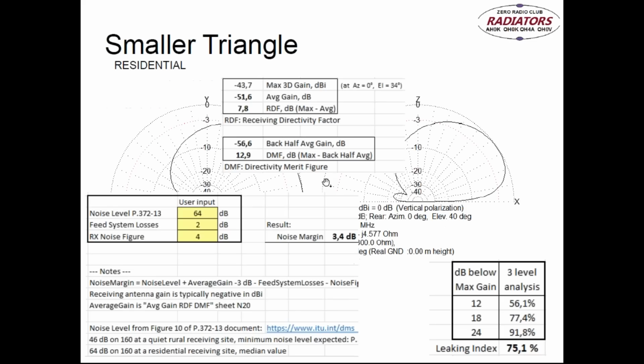So now let's see what we have. The noise margin for the residential guy is 3.4 dBs on 160. This is a good figure. Remember, this is now a 5 meter long antenna, and the total height is 6 meters, like 20 feet by 20 feet, and that's it. That's all you need. And your leaking index would be like 75.1. This is still in the same range, but now remember the size of this thing. This is very small.